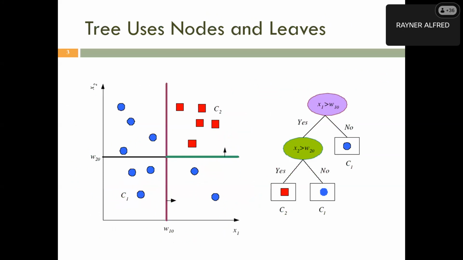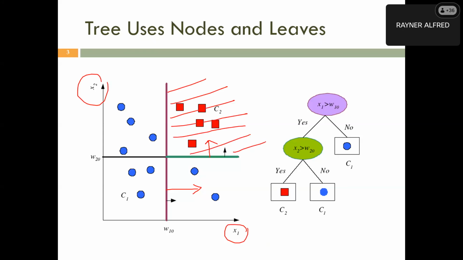So for instance, for us to classify class number 2, which is the red rectangle, what we can do is everything greater than W10 and everything greater than W20 for the X2. So we have 2 variables here. Okay. So whatever falls within this area will be considered as class 2. Okay. So how do we take this particular rule and construct the tree?